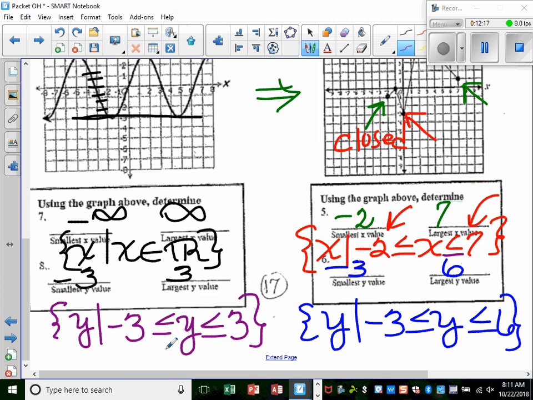All right. Now I will go over where you're going to actually have one value for y, and that will be for a horizontal line. So I think I have an example on the next page. Any questions before we go to the next page?